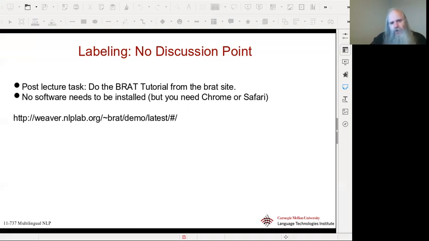Although there's no discussion point, the thing we would like you to do is run the BRAT tutorial so you learn something more about it. So if you go to that URL there, or you search for BRAT labeling, not BRAT on its own, you'll get something else. BRAT labeling, you'll be able to see this form. And it just goes through some interesting examples of labeling. And have a look over it and see if you understand about it.